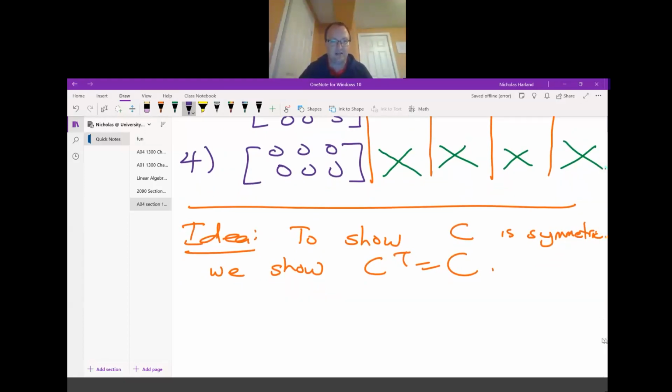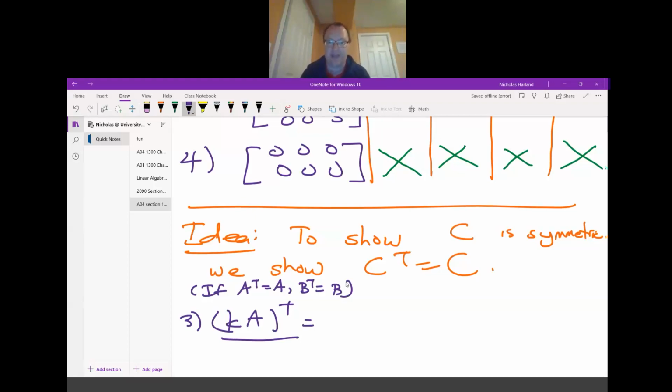So let's take a look at number 3, Ka. So what is Ka transpose? So again, if A transpose is equal to A and B transpose is equal to B, is there any rule we have for Ka transpose? Any property that we know is true? Is that just equal to K times A transpose? Indeed it is. So that's equal to Ka. Bingo. Wonderful.